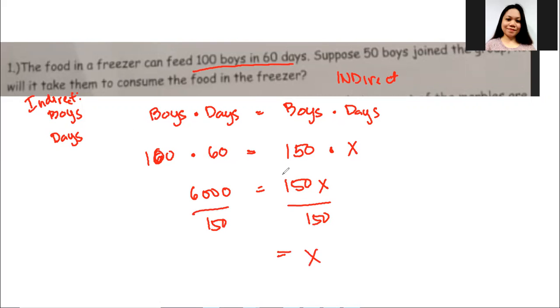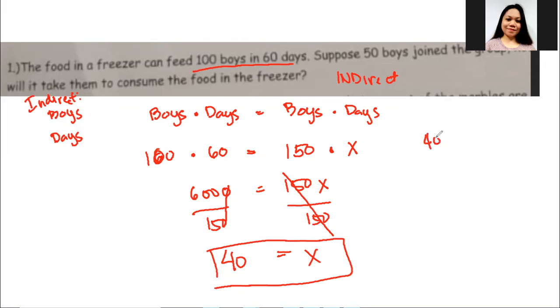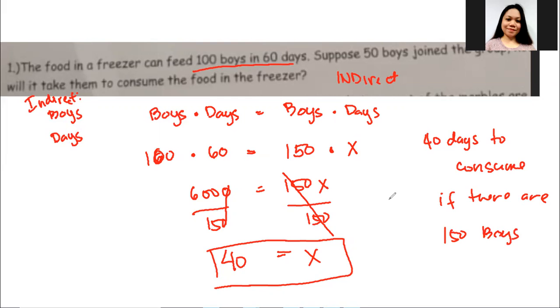So therefore your x, this one will cancel out, 150 by 150. And then this one here, you will have 615, that's 40, I think 40, yeah. So now what does that mean? Well, that means it'll take 40 days to consume if there are 150 boys. And that should make sense, right? If it'll take 100 boys to eat that food in 60 days, if you have more boys, then therefore it'll take less number of days. It'll take them 20 days less to finish the food. Okay, I hope that makes sense.